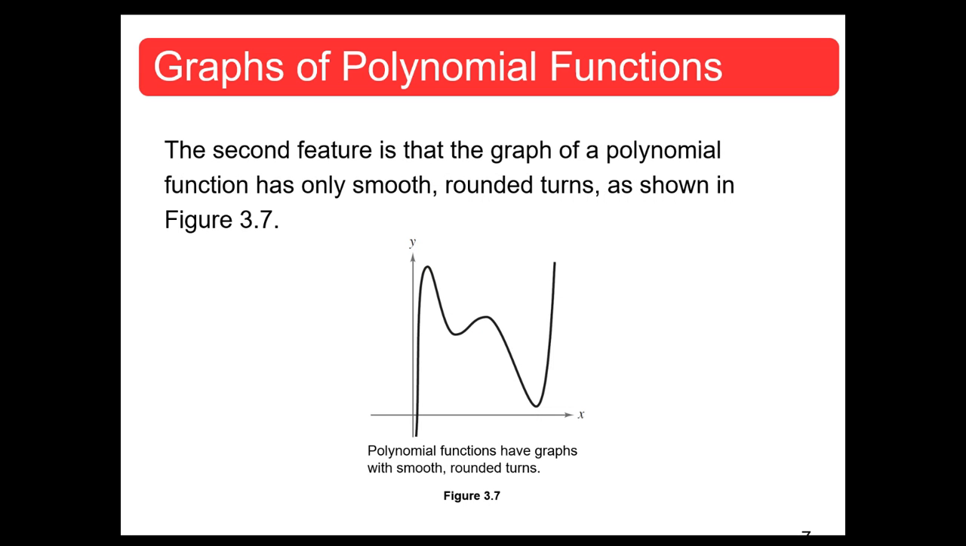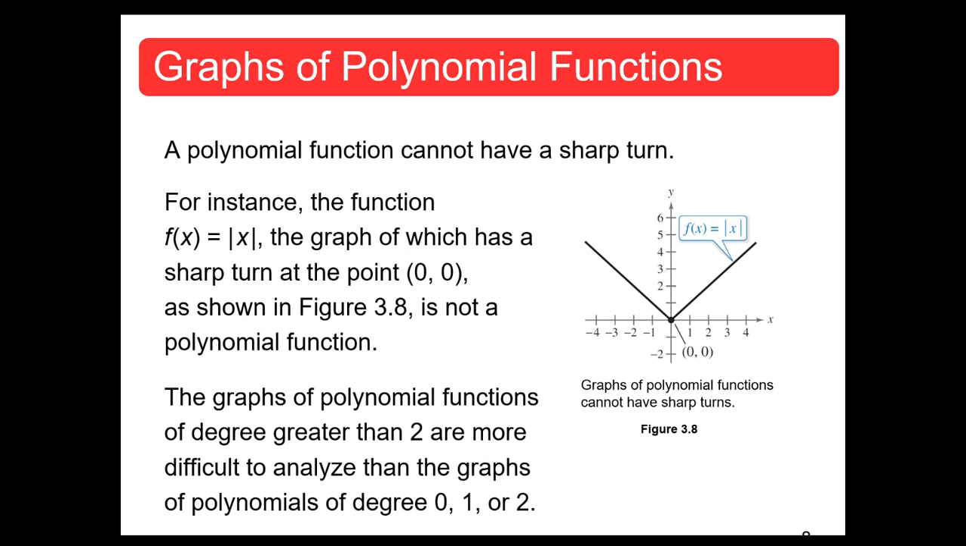This one has nice smooth curves on it, and so because of that, it can still be considered a polynomial function. However, if you look at this page, this is an absolute value function, and it has a corner. It's got a sharp edge to it. Any edge that is sharp like that would not be a polynomial function.